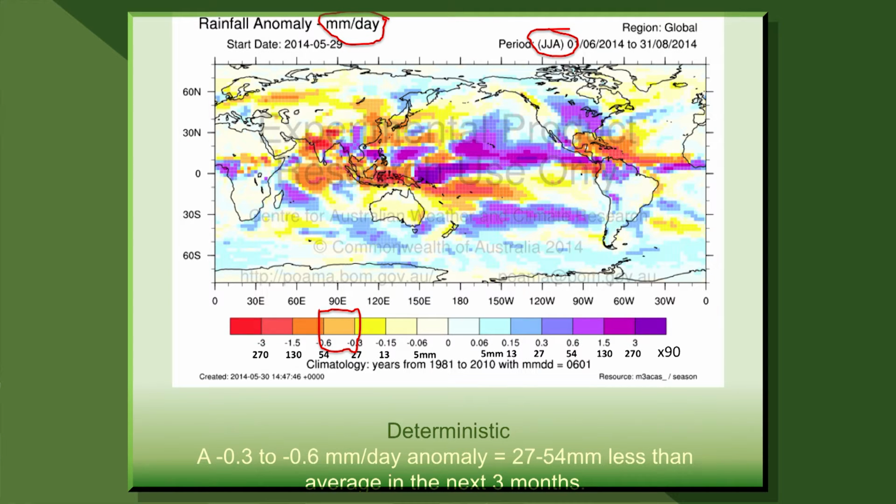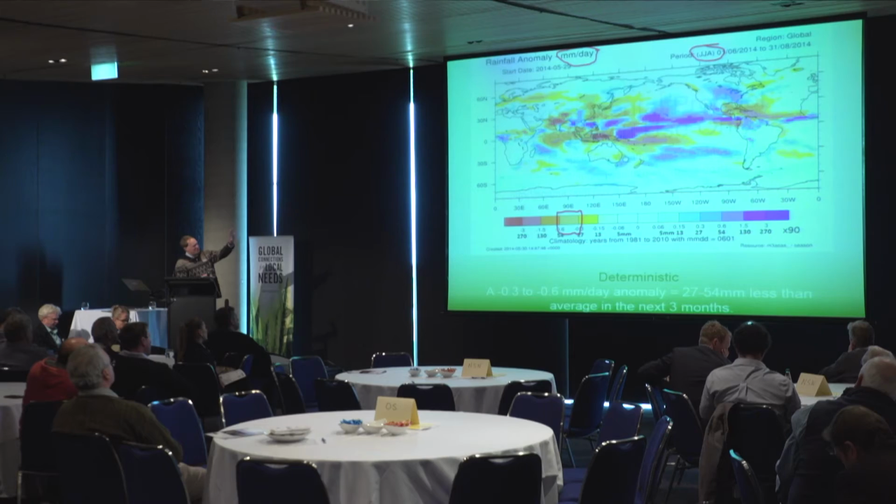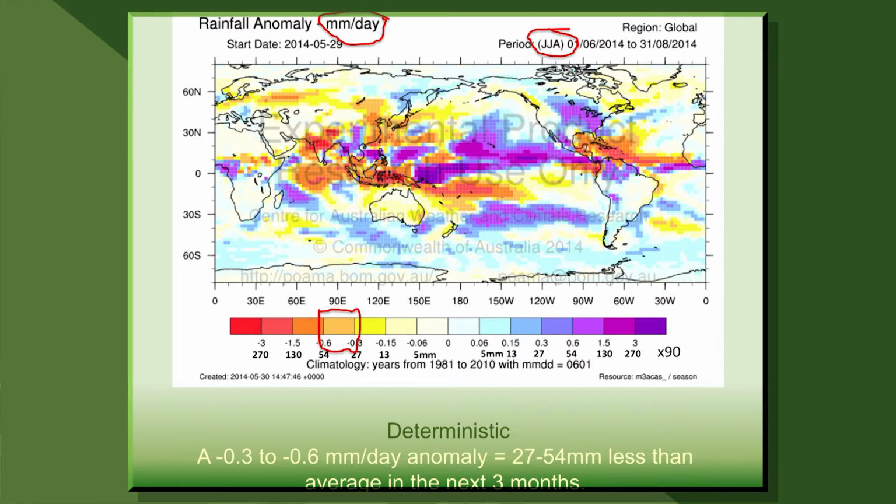Then we get to the deterministic ones, and everyone loves these because these will nail their flag to the mast and go, I think it's going to be dry. But it's very easy to take these wrongly as well, because of that resolution issue. The other thing you've got here is that the scales of these things vary. So this is a modelled output for three months for winter, and the scale here you can see is in 0.06 of a millimetre per day to negative 1.5 millimetres per day. You've got to multiply that by 90 in your head to work out how many millimetres it is. So this is sort of saying 27 to 54 mils less than the average, so a drier forecast.